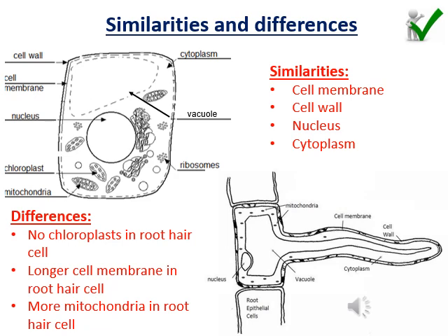However, the differences between a root hair cell and your typical plant cell are you don't find chloroplasts in a root hair cell. So if you think about why that is, we're going to talk about it on the next slide, but I'd like you to think about why would a root hair cell, bear in mind it is underground, not have chloroplasts? The root hair cell is longer, it's got a longer cell membrane, and it's also got more mitochondria, so you also need to be thinking about why that may be.